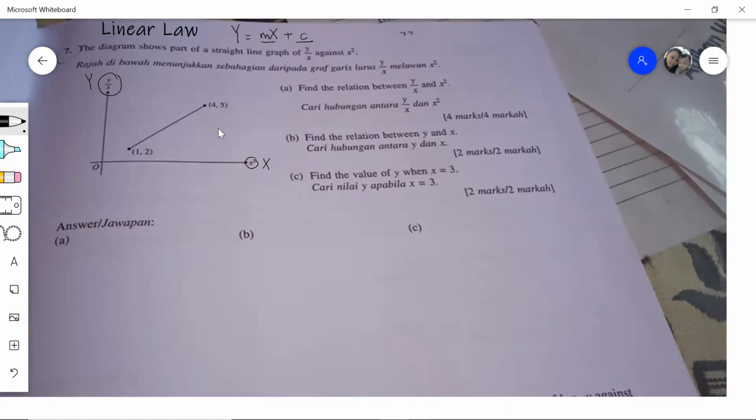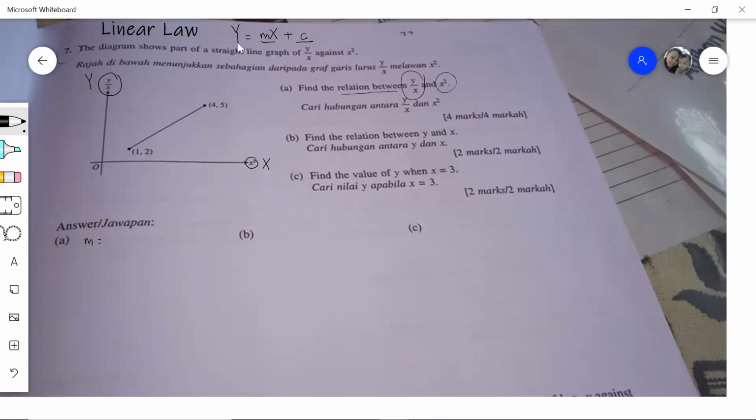So with that, let's look at this question. We have the straight line graph, the y over x against x squared, and we need to find the relation between this and this. That means we need to find the linear equation that involves our capital Y and capital X. So how? So remember, y equals to mx plus c. So from the graph, we can find our gradient.